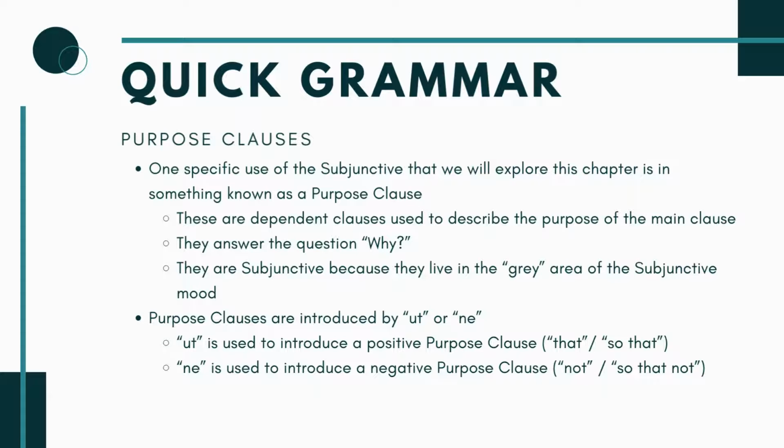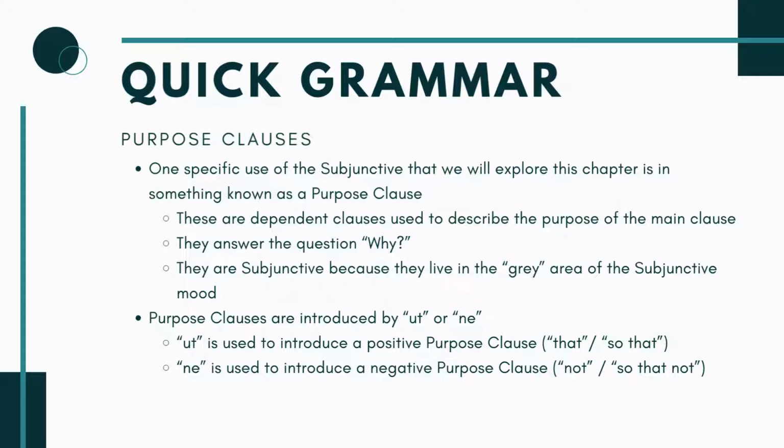But now that you know how to form the subjunctive, that's the easy part. What do you actually use it for? What's the point of this? Well, the one specific point we're learning in this chapter is purpose clauses, okay? So this is one specific use of the subjunctive. And these are dependent clauses, okay? They're used to describe the purpose of the main clause.